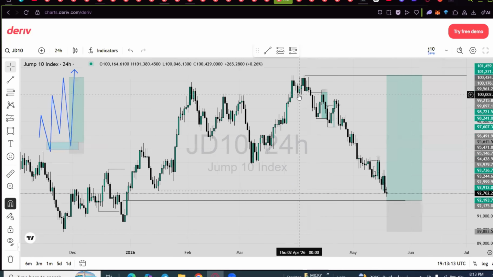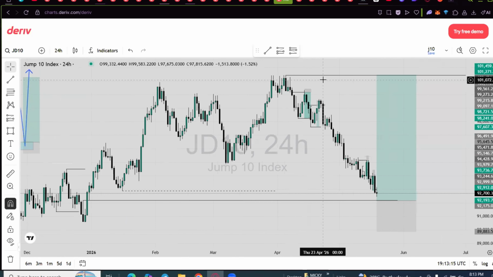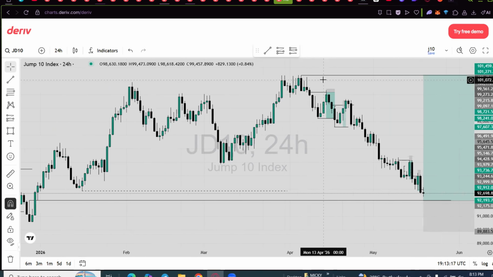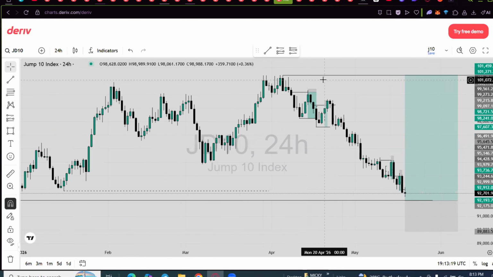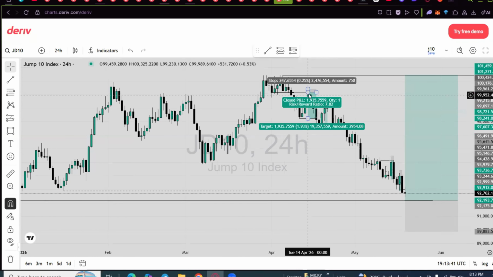So where I actually started selling is because, let me just show it to you guys, I saw that price broke below this low. You can see price broke below this previous low, broke through it, and then came back to retest it.